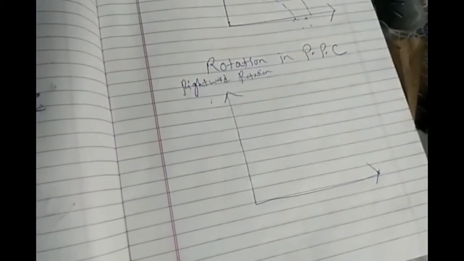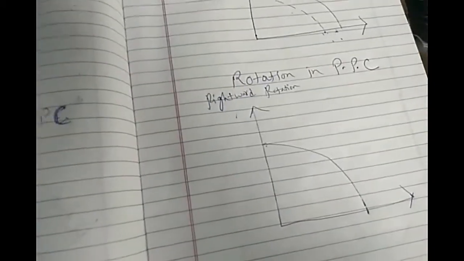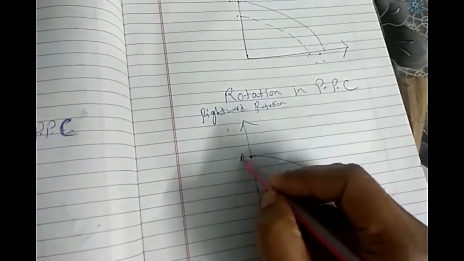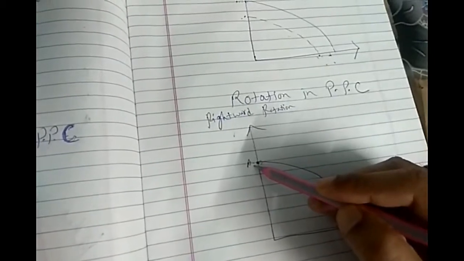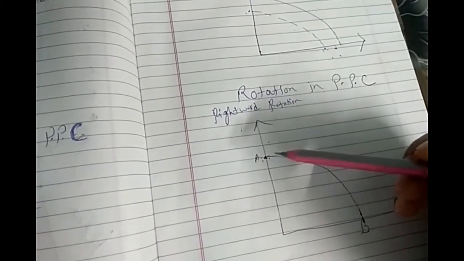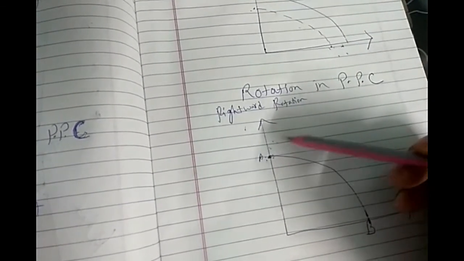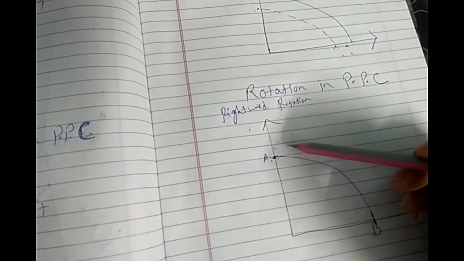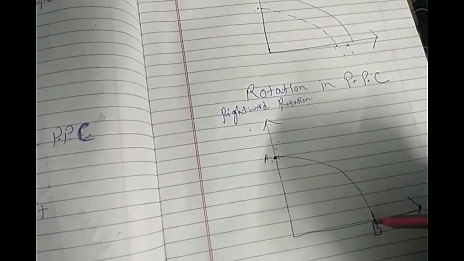Rightward rotation. Suppose this is a PPC curve. That is clear to everyone. Suppose this is A good, this is B good. If the resources of A good are going to be increased, or the technology of A good is upgraded, and the resources and technology of B good remain the same.